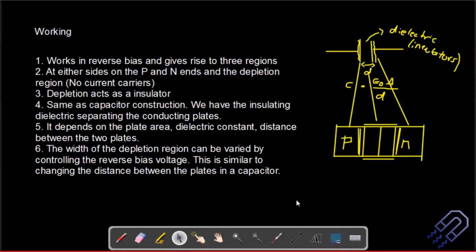Sir, if we increase the reverse bias voltage, then the width of the depletion region increases. Right. Then what happens, sir? Does the current increase or decrease? Whenever we increase the width of this depletion region, effectively we are changing the value of D, right? Yes, sir. If we increase the value of D, the capacitance will reduce, correct?